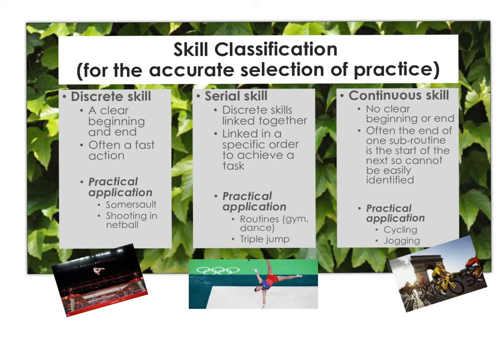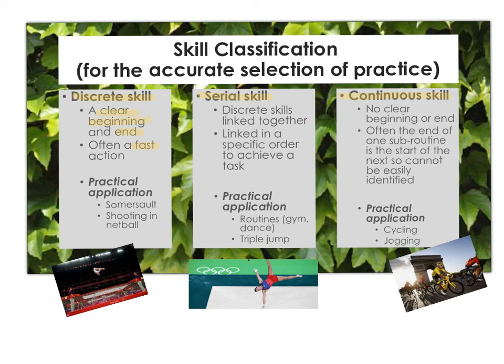You made it. We're on the final slide, and this continuum has 3 different classifications. A discrete skill, a serial skill, and a continuous skill. So a discrete skill has a clear beginning and end and is often fast in action. For example, a somersault on trampolining and shooting in netball.